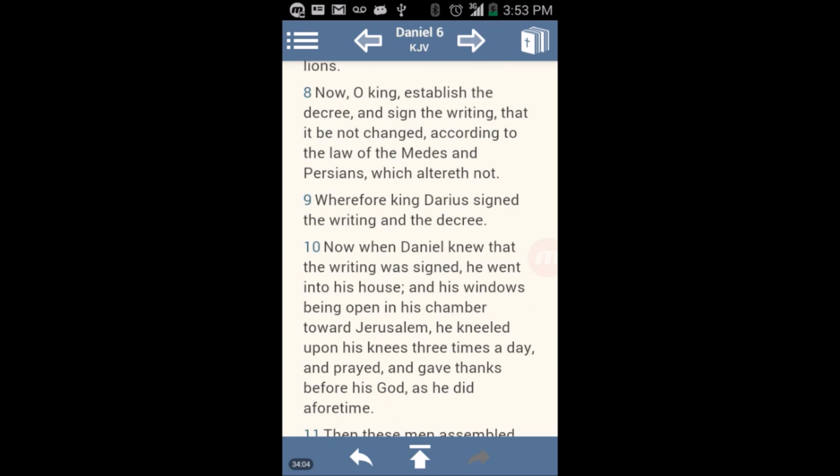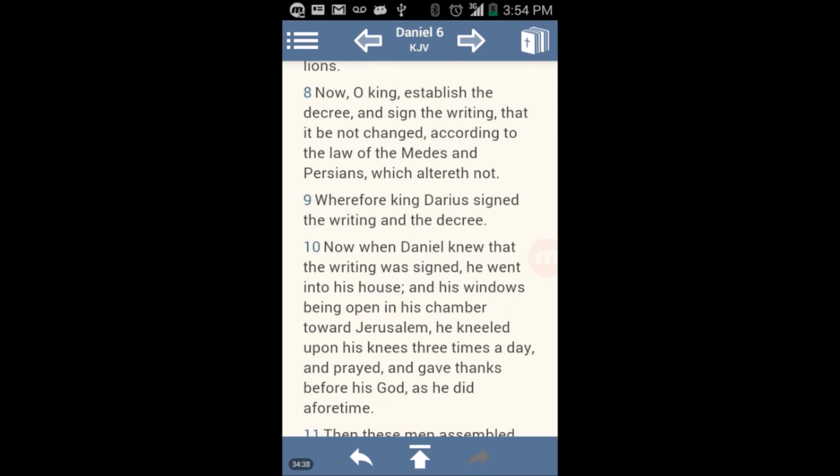Basically there was a decree that went out that the people of that time, Nebuchadnezzar being the king of Babylon, couldn't make divine service with any other gods than the gods of Babylon. And Daniel said, to hell with that. He knew that the writing was signed. He knew that the decree had gone forth. And he knew that you couldn't pray to any other god. You had to worship only the powers of Babylon. But Daniel said, to hell with it. What happened? He went into his house and his windows being open in his chambers.